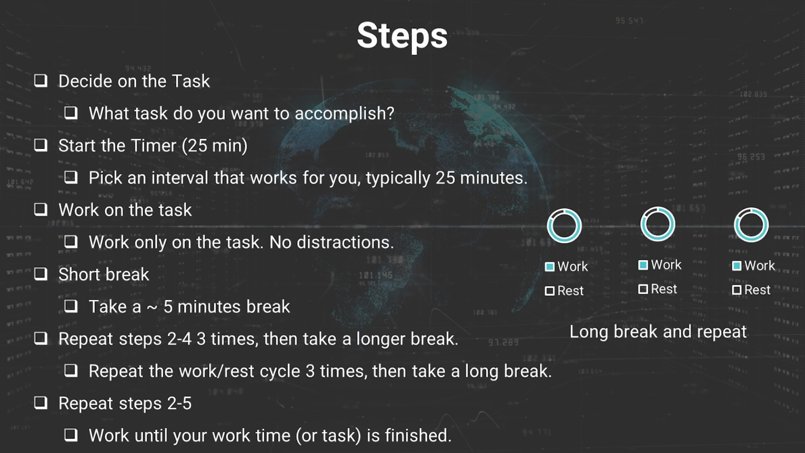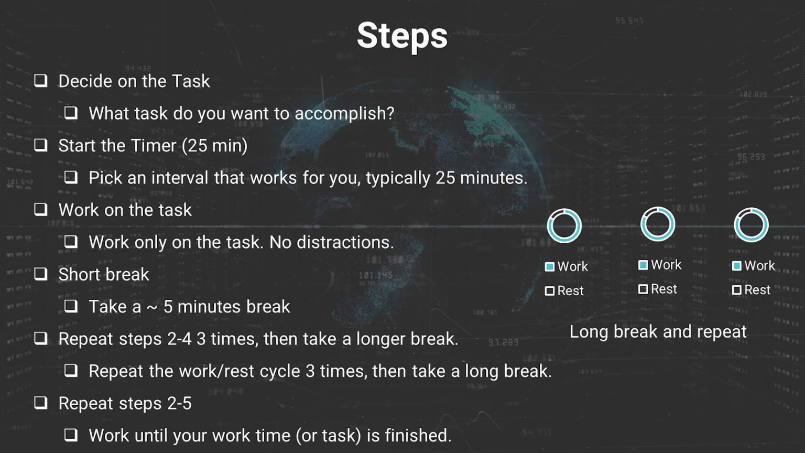There are 6 steps that you have to follow. The first one is to decide on the task that you want to accomplish. For example, you may want to study for your Cisco DevNet Associate certification. After you decide this, you start your timer for 25 minutes and start working on the task, and on the task only. Don't allow any distraction. Don't answer your messages. Don't write emails.